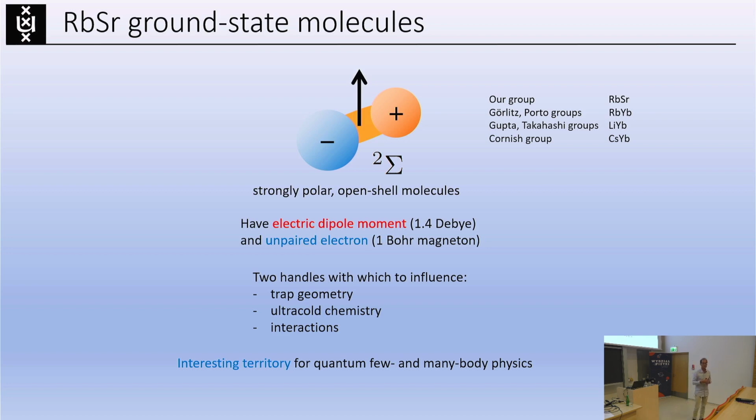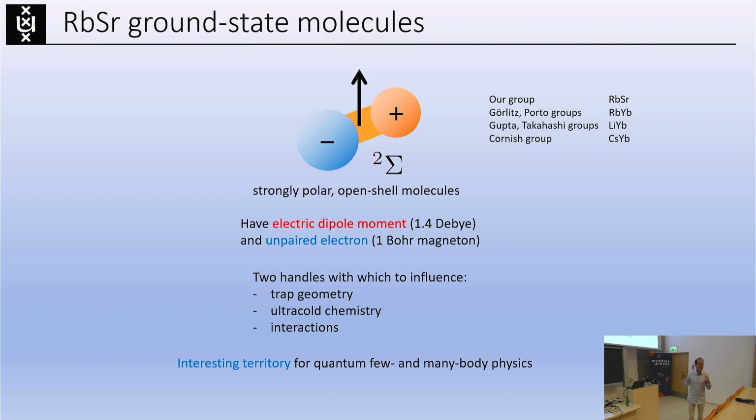And Matthew this morning already introduced the idea here. We want molecules that have both a magnetic dipole moment and an electric dipole moment. And for us, we have 3 valence electrons. 2 form a singlet and 1 is unpaired. So we have 1 Bohr magneton of electronic magnetic moment and an electric dipole moment of 1.5 debye. And that's very good because we have 2 handles to influence the trap geometry, ultracold chemistry, interactions. So this opens up new and interesting territory for few and many body physics.